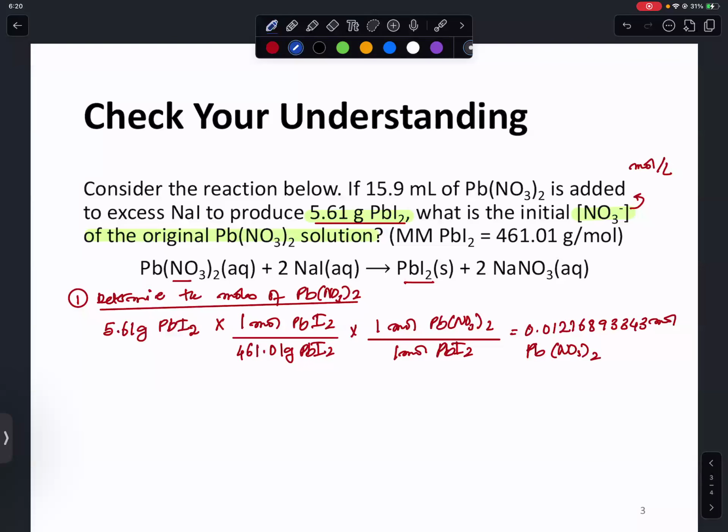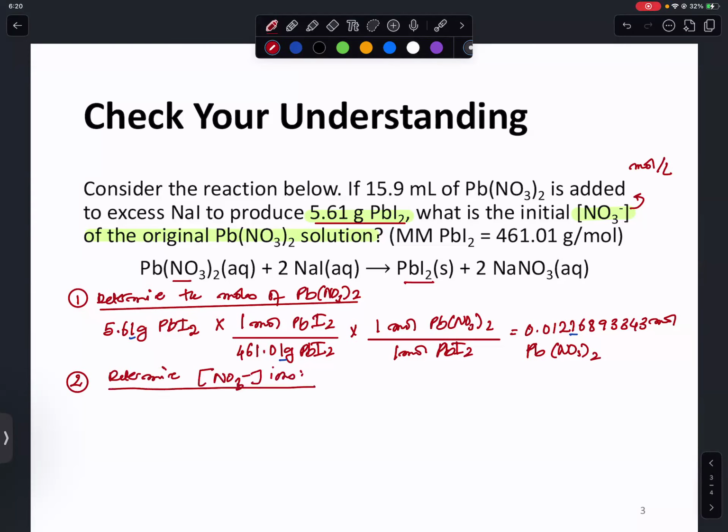Now let's track our sig figs. I have 3 sig figs here, 4 sig figs. So in this case, it becomes 3 sig figs. Now the next step is I'm going to determine the moles of nitrate, and finally I'm going to solve for the molarity. So step 2, determine the molarity of the nitrate ions.